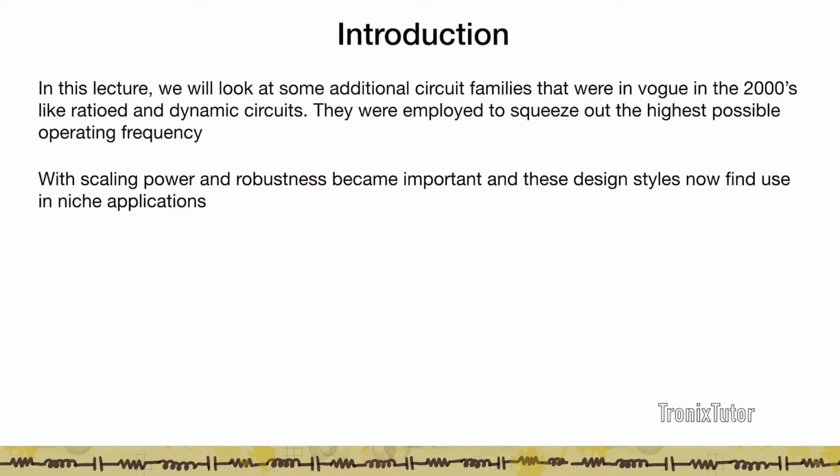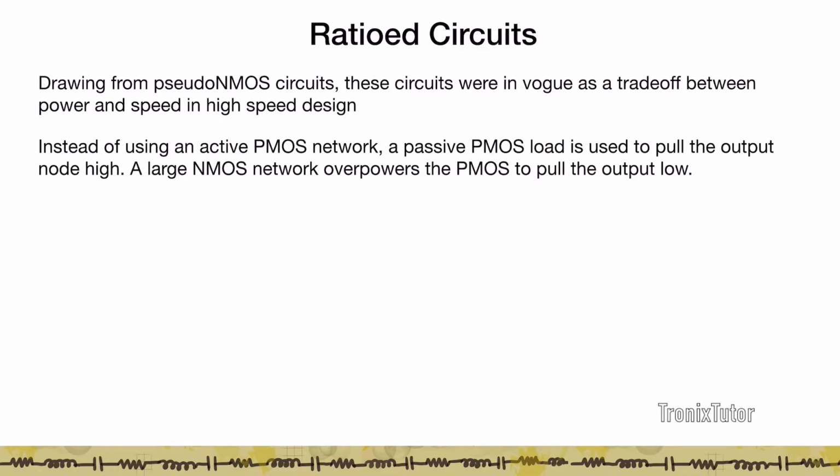So they have fallen out of use recently, but it's a good idea to know them because they do find use in some niche applications today. So let's first look at a class of circuits known as ratioed circuits. These are drawn from pseudo-NMOS circuits, and what we do is, instead of using an active PMOS network, we use a PMOS load to pull the output node high.